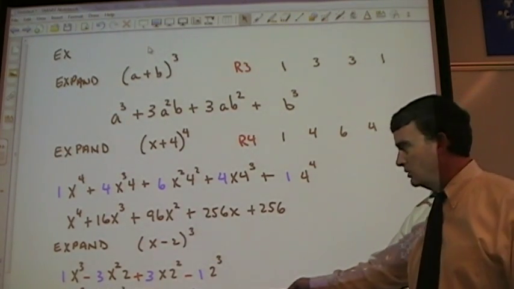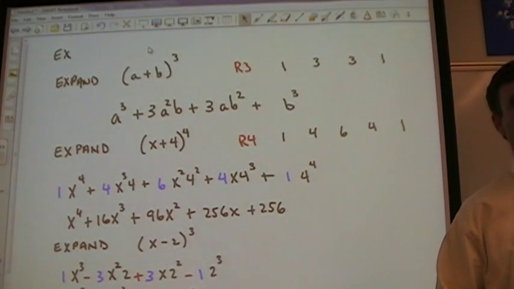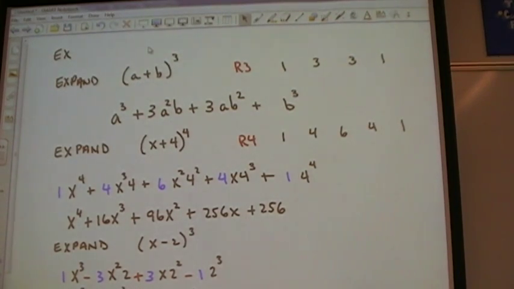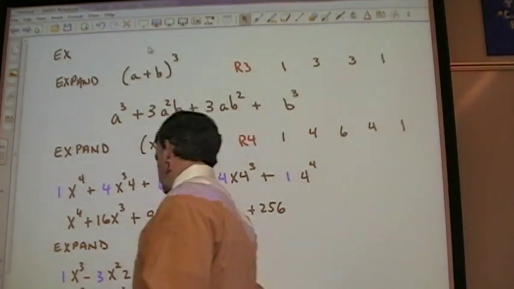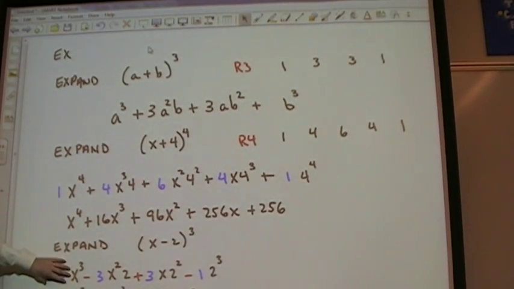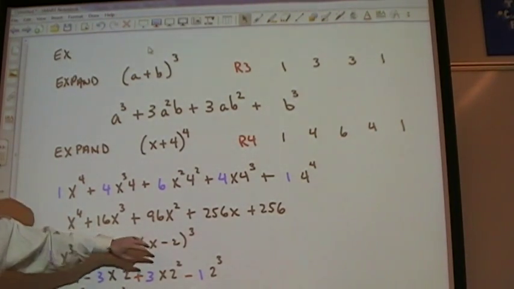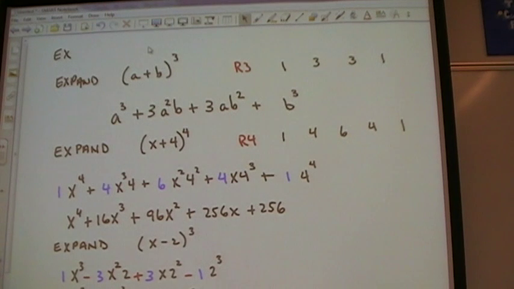Now, if it were a minus, you still follow the same rules that we have. The only thing that changes is we follow a pattern of plus minus plus minus. The first term has to be positive. Next term minus, plus, minus. So if it were to the 8th power, you would do plus minus, plus minus, plus minus, plus minus. Okay? Just follow that pattern with your sign. But you still do the same thing with the variables.